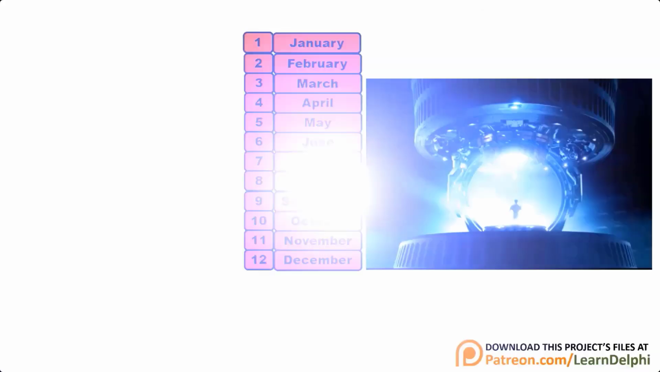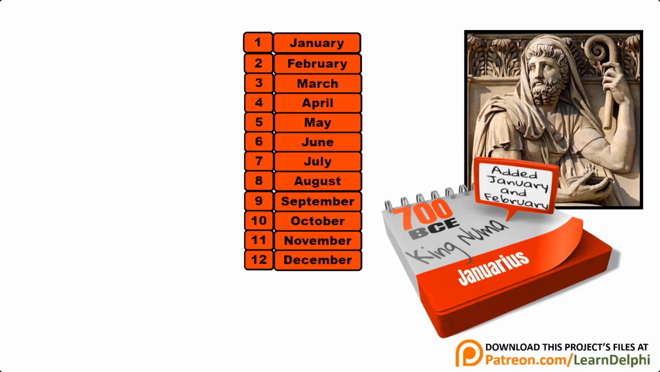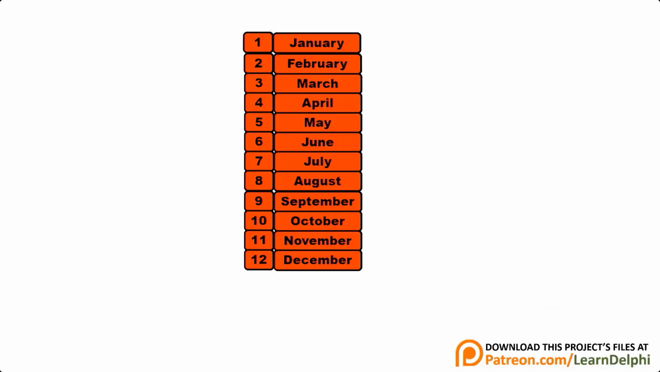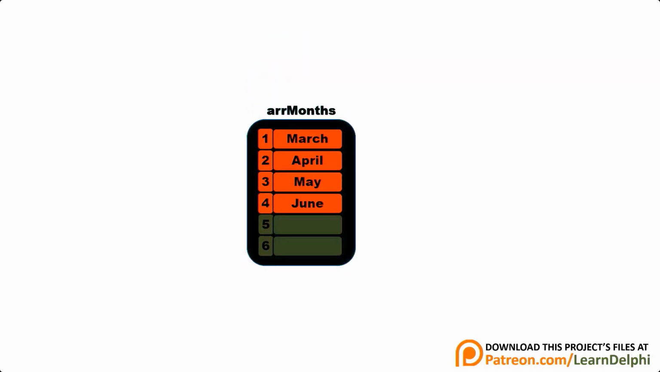Now let's assume we go back in a time machine to the year 700 BC, just before King Numa inserted January and February into the calendar. The king orders us to develop a program to insert the 2 new months into position 1 and 2 of the calendar. You'll probably not understand our code, but we will explain it to him with only the first 4 months of his old calendar to keep it short and simple. We will have an array of 6 elements. This is a fixed size array, but you can also use a dynamic array.